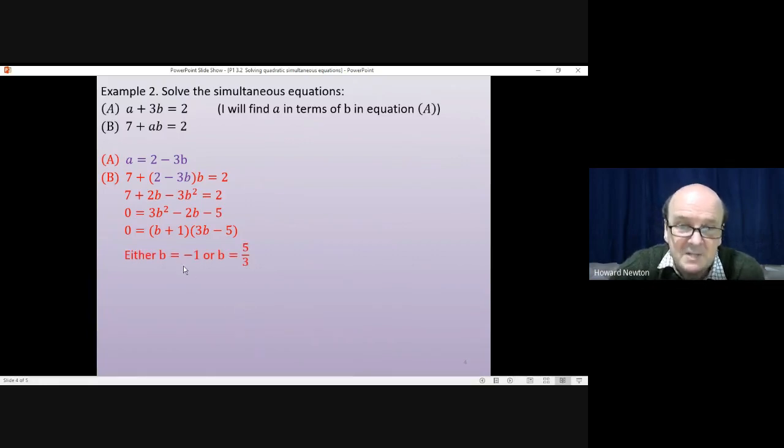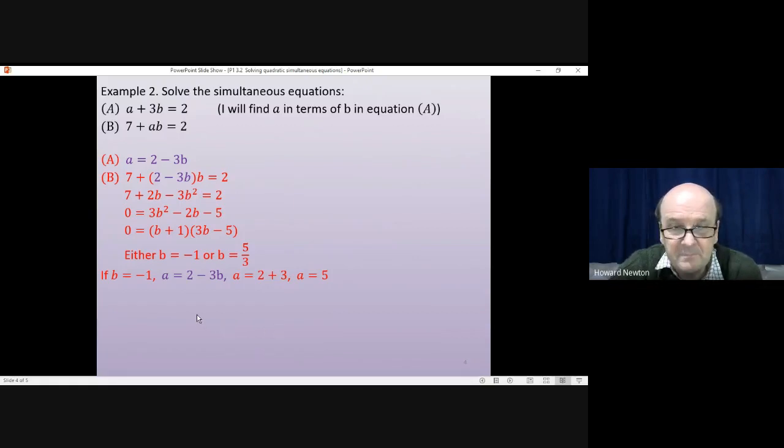We then take each of these values independently and work out what a is equal to. We can use any of the three equations, but the one here in purple, the one we worked out, is always the best one to use. It says if you want to know what a is, it's equal to 2 minus 3b. So if b is equal to minus 1, 2 minus 3b becomes 2 plus 3. Minus 3 times the minus 1 becomes plus 3. That gives us a is 5.